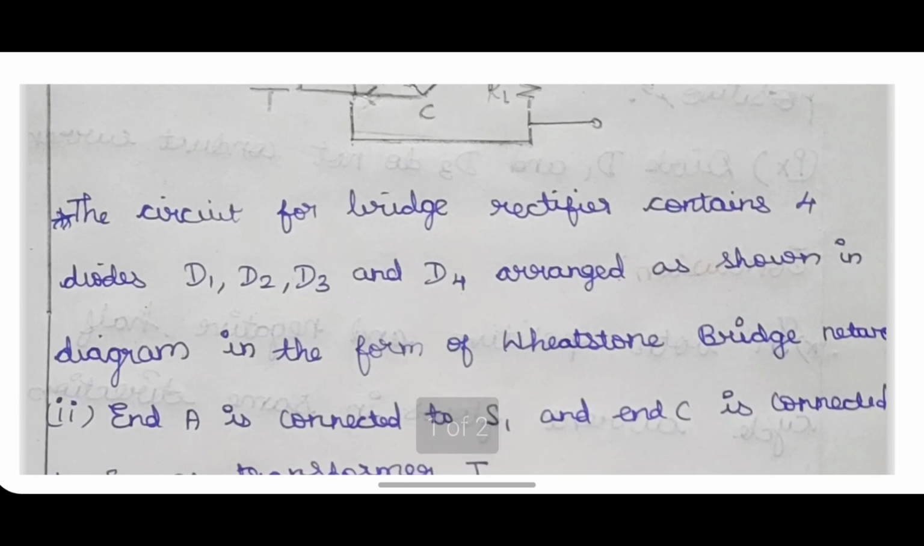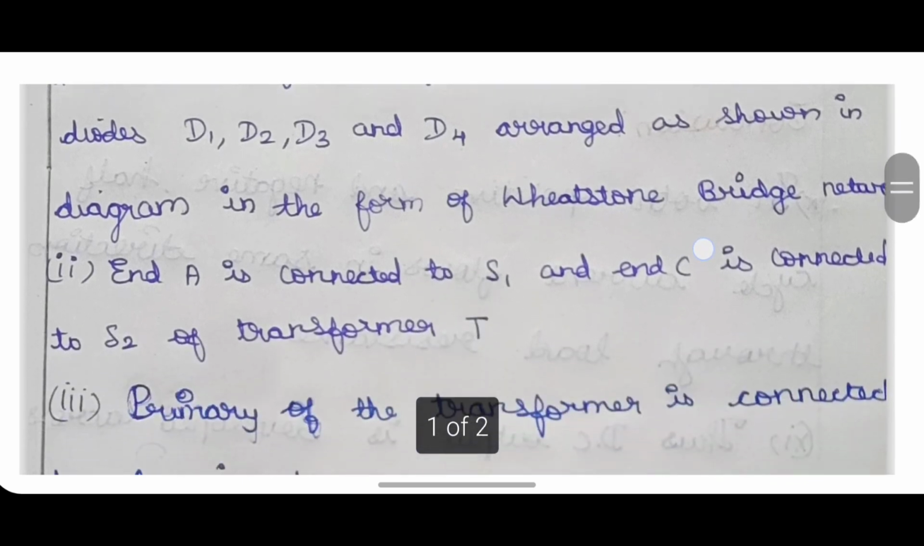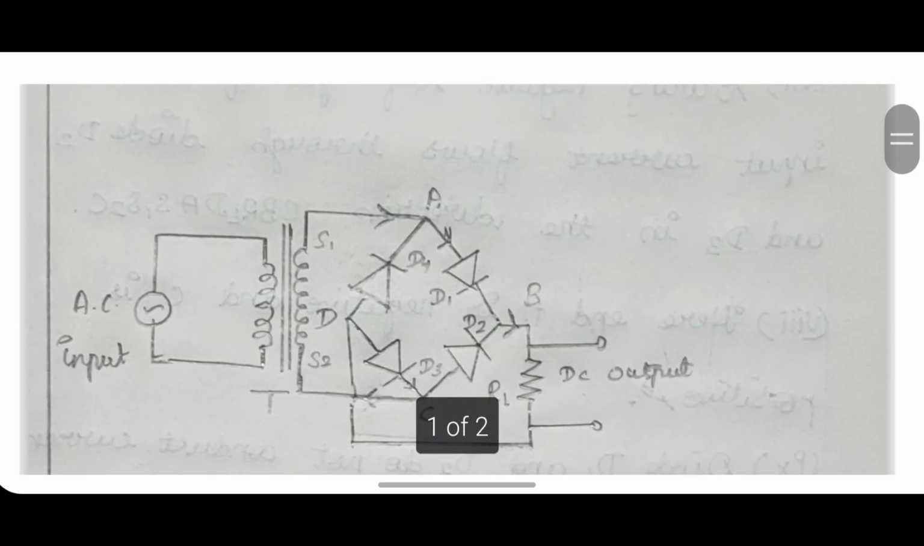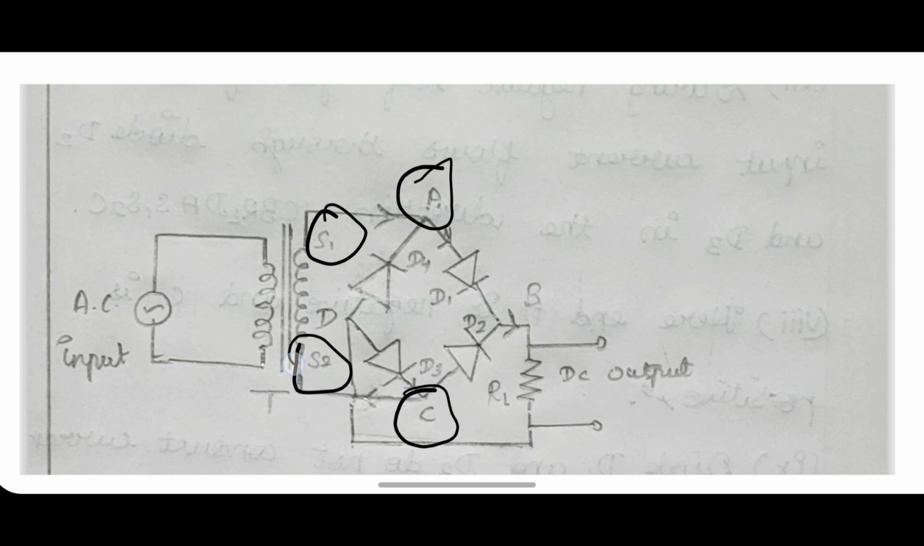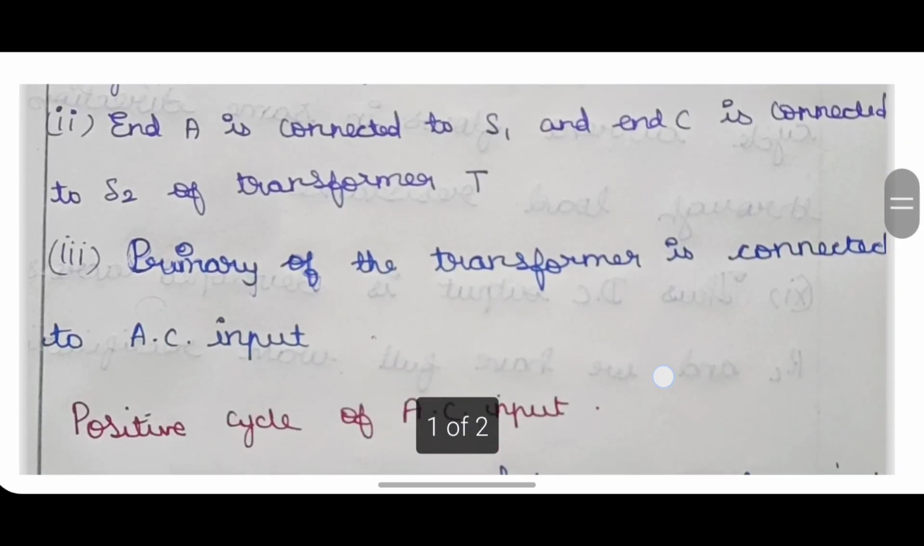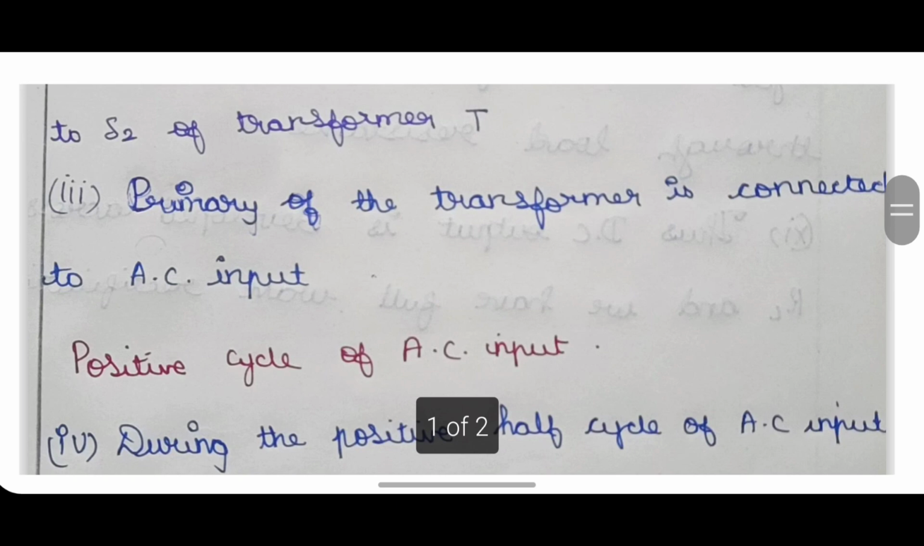The circuit for bridge rectifier contains 4 diodes D1, D2, D3 and D4, arranged as shown in the diagram in the form of a Wheatstone bridge. End A is connected to S1 and end C is connected to S2 of the transformer T. The primary of the transformer is connected to the AC input.